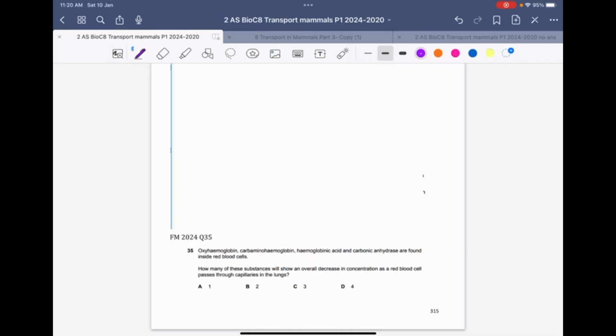Okay, for this question, the oxyhemoglobin, carbaminohemoglobin, and carbonic anhydrase are found inside the red blood cell, and we ask which of these substances show an overall decrease in concentration as the red blood cell passes through the capillary in the lung. So just imagine that here is the alveolus, and inside the alveolus there's a very high oxygen concentration. This alveolus will be closely associated with the blood capillary here. Inside the blood capillary, there are a lot of red blood cells.